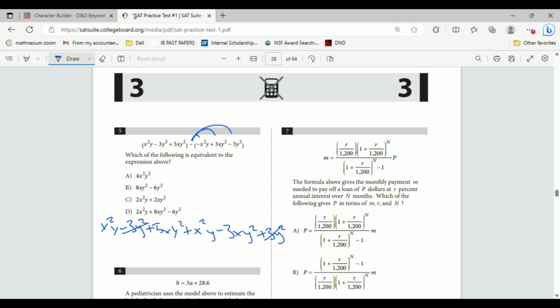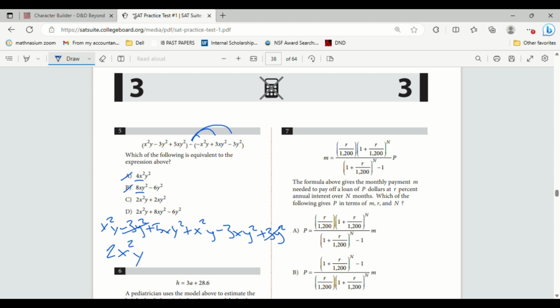I see x squared y and an x squared y. So that's a 2x squared y. And immediately I can see that choices A and B don't make sense because there's no x squared y squared term, and it's only 2x squared y, not 8x squared y.